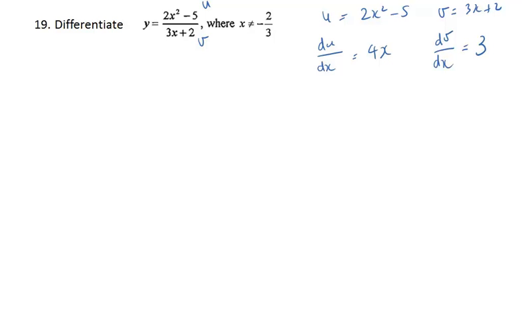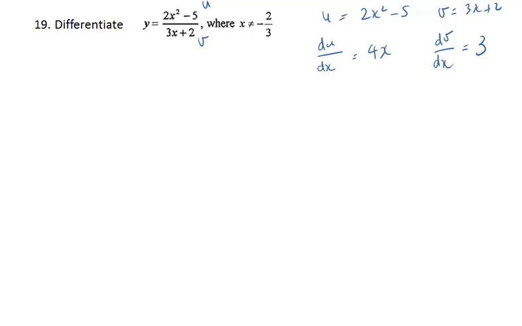So here we want to differentiate y is equal to 2x squared minus 5 divided by 3x plus 2. So this will be our u at the top and our v at the bottom. So u is equal to 2x squared minus 5. Differentiating u with respect to x will give us 4x. v is equal to 3x plus 2. Differentiating v with respect to x, we're going to get 3.